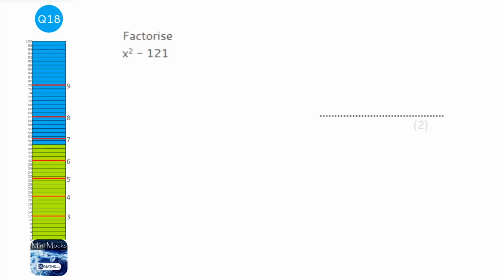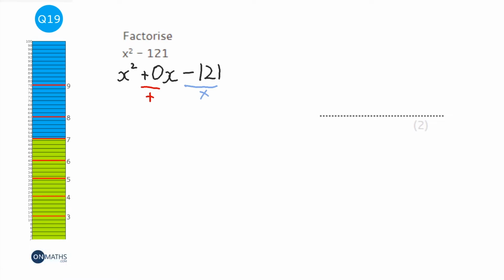So this question asks us to factorize, and this is a special type of quadratic. Basically, one way of thinking about this is we've got an x squared plus 0x minus 121. So we need to find two numbers that multiply together to make minus 121 and add together to make nothing. Now the only way you can get two numbers that add together to make 0 is if they're exactly the same number but one's positive and one's negative. So we know that they're going to have to be the same number.